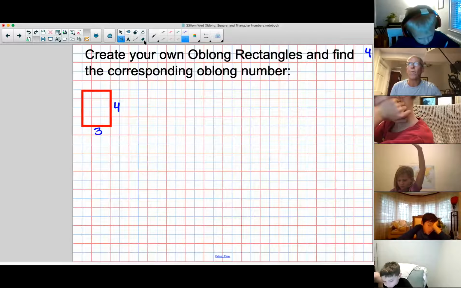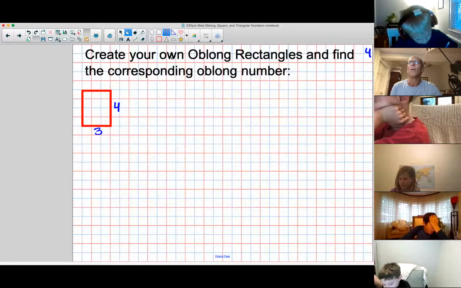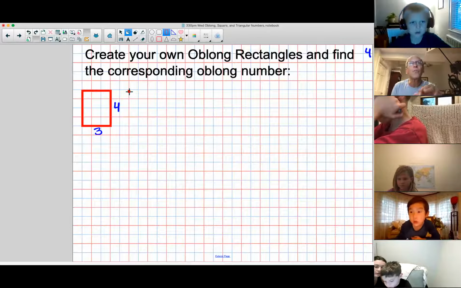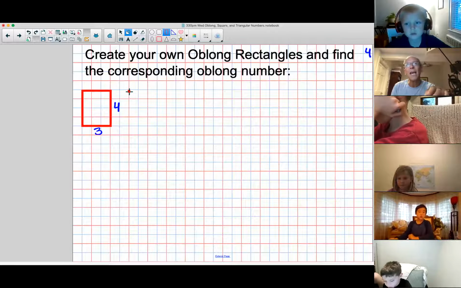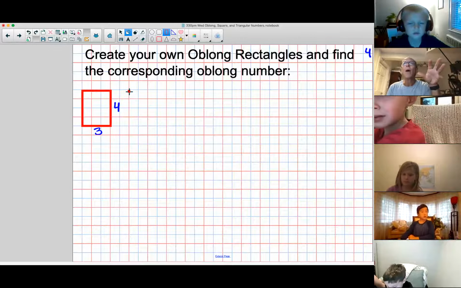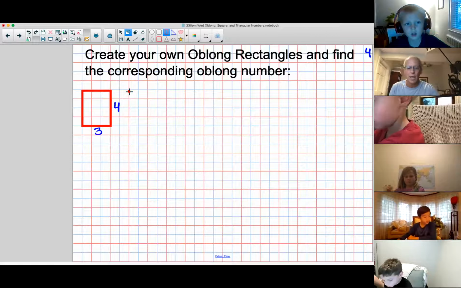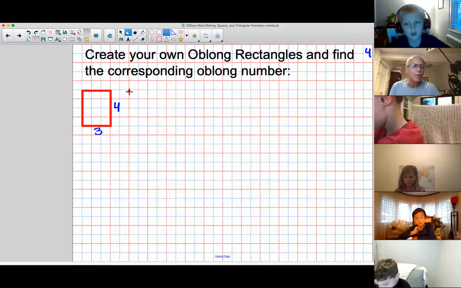Okay, Signe, go for it. I did 10 times 4. Ooh, 10 times 4 is not going to give you oblong. It has to be 4 times 5, 9 times 10, 10 times 11. The numbers have to be one apart, Signe. So try that. Try to do another one.